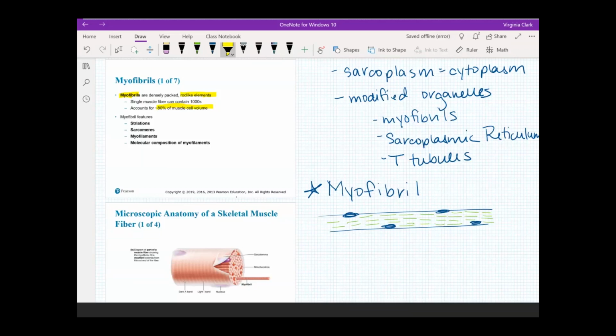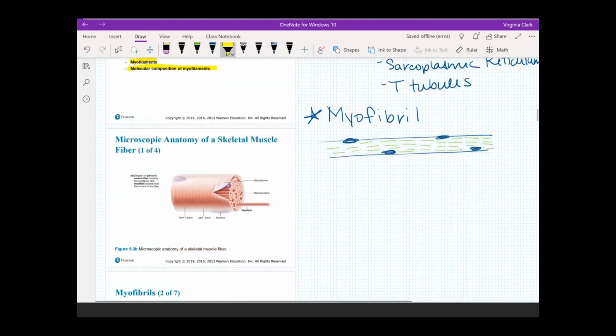Our myofibrils are going to have some very specific features that make them what they are. And these features are going to be striations, sarcomeres, myofilaments, and the molecular composition of the myofilaments. Remember, we said anything myo would also mean muscle. So sarc and muscle. Okay, we're going to talk about these fibril features in a second.